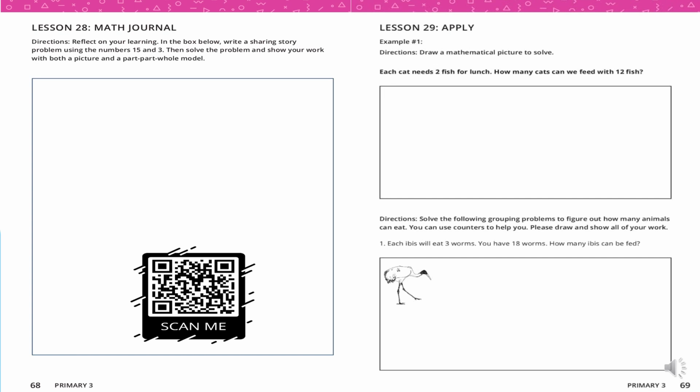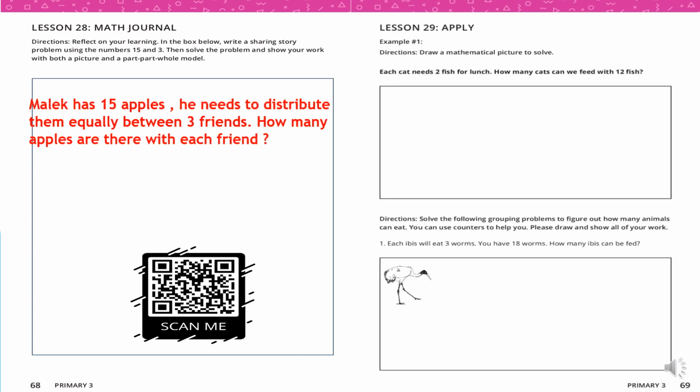Now, we can tell the story like this. Malik has 15 apples. He needs to distribute them equally between 3 friends. To distribute them what? Equally. So, how many apples are there with each friend? We have the whole number, which is 15. We want to distribute it, or divide it, between 3 friends equally. Equally is my keyword for division. So 15 divided by 3 equals 5 apples.